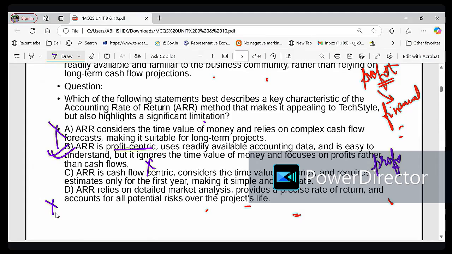Please tell me, is it clear or not? Or do you want me to explain it again? Please let me know. Yes, B is the correct answer. I hope the concept is clear regarding the ARR. What is the merit and what is the demerit of accounting rate of return?